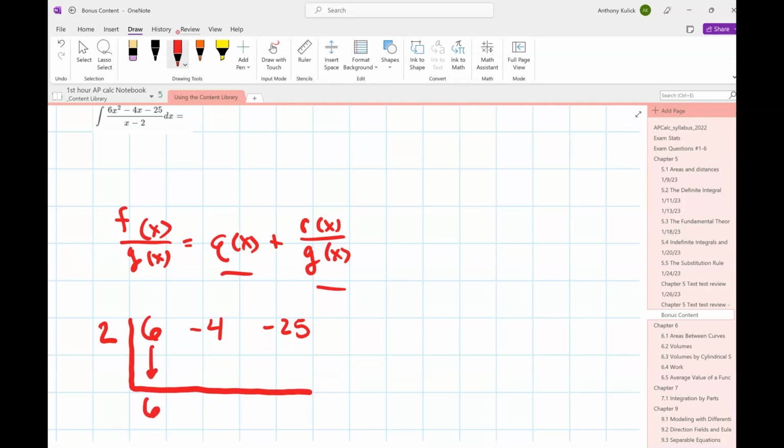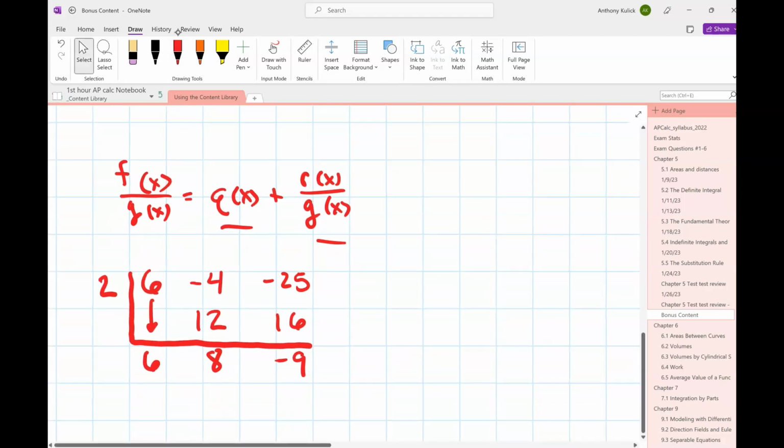Yeah, excellent. You bring down the 6. 6 times 2 is 12, and we put that underneath the negative 4, and then we add down. So that gives us 8. We add down, gives us a negative 9. So what do those numbers at the end tell us?